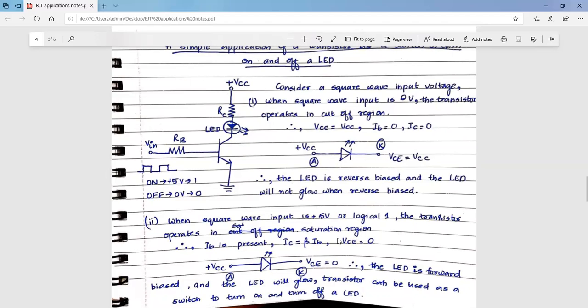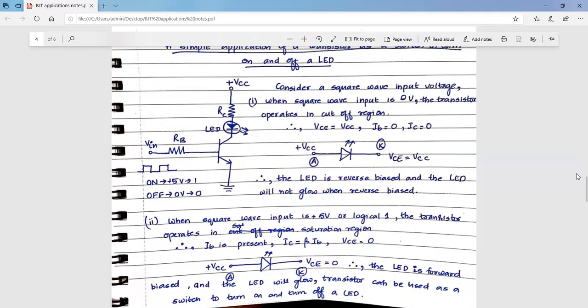So if you check the voltages across the LED, the anode terminal is given to plus VCC only, and the cathode terminal, which is the VCE voltage, is equal to 0. Now we know that the voltage at anode is more positive compared to the voltage at cathode. Therefore, the LED is forward biased and the LED will glow. So this is how a transistor can be used as a switch to turn on and turn off the LED.